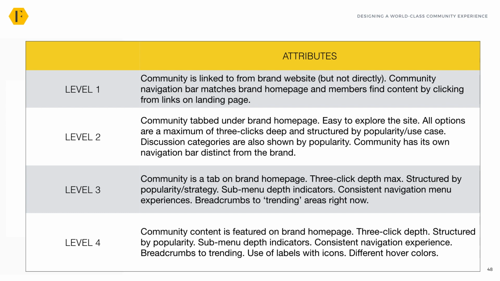So what you can do here is look at the different levels and find out where you're at the moment and what attributes you need to go to the next stage. So we've covered levels 1 to 3 generally at the moment. What you can also do with level 4 is make sure that you have sub-menu depth indicators so people know how deep that menu is, and a better navigation experience, and maybe use of labels and hover colors and things that are more on the user experience side. But every one of us, I think, should be able to get to level 3. If we have developed a platform that's not on Facebook or a platform that we can customize, I think we should all, at the very least, be able to get to level 3 here.